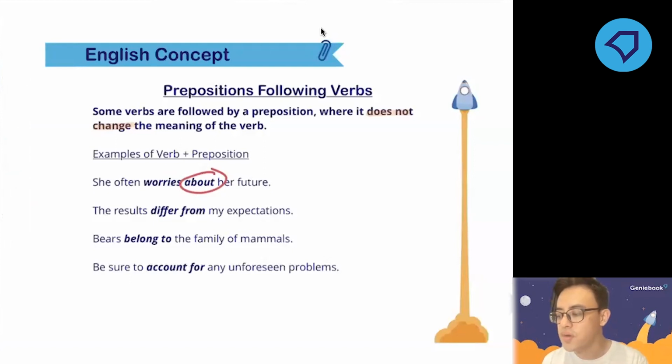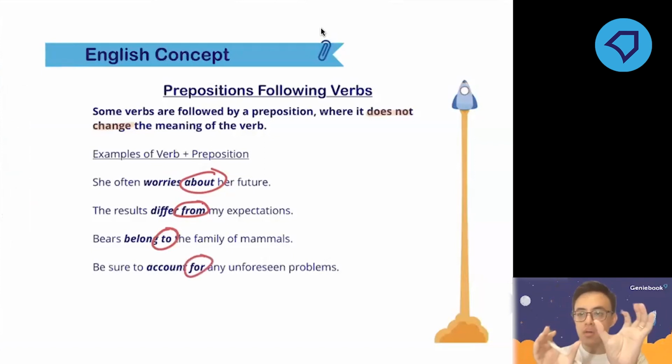The results differ from my expectation. "From" didn't change the meaning of the word "differ." Okay, "belong to" did not change the meaning of "belong." Okay, "account for" didn't change the meaning. So when a verb followed by a preposition maintains the same meaning as the original verb, it's just a verb and a preposition. Now, why am I teaching you this?